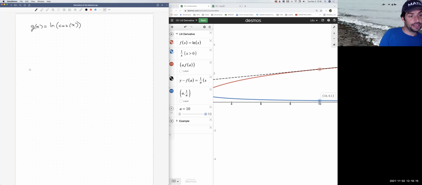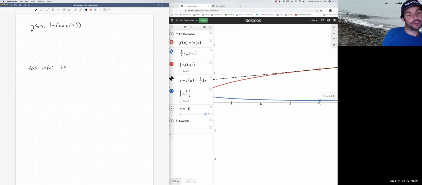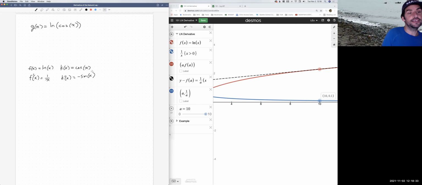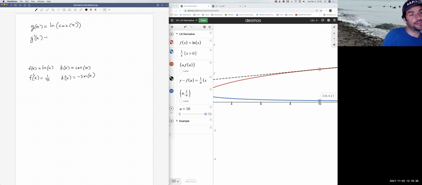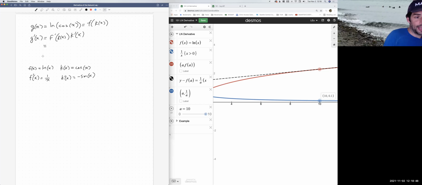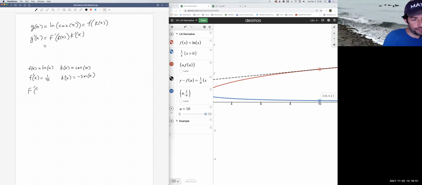If I take f of x to be the natural log of x and k of x to be the cosine of x, then we see that f prime of x is 1 over x, k prime of x is negative sine of x, and the derivative g prime of x, so this is f of k of x, using the chain rule is f prime of k of x times k prime of x. And now let's put all these pieces in: f prime of k of x should just be 1 over cosine of x.